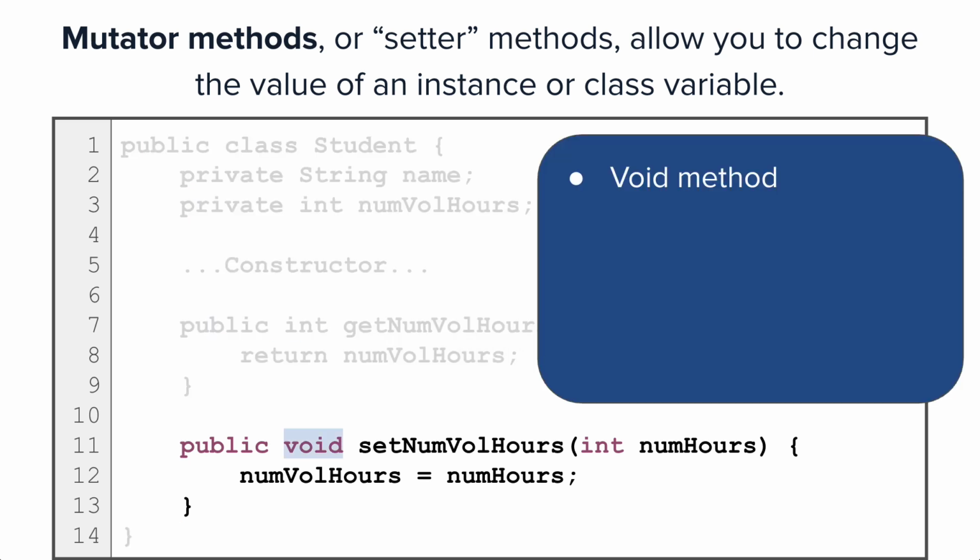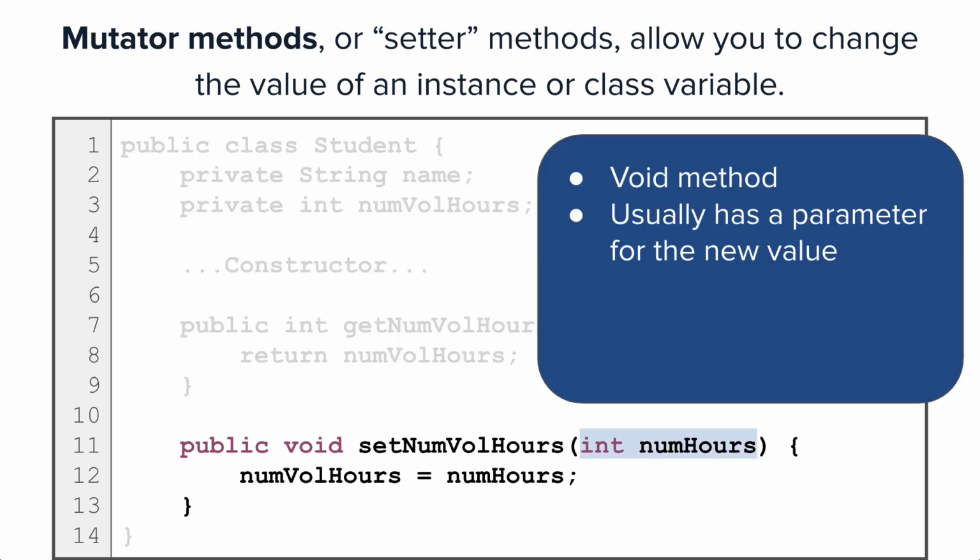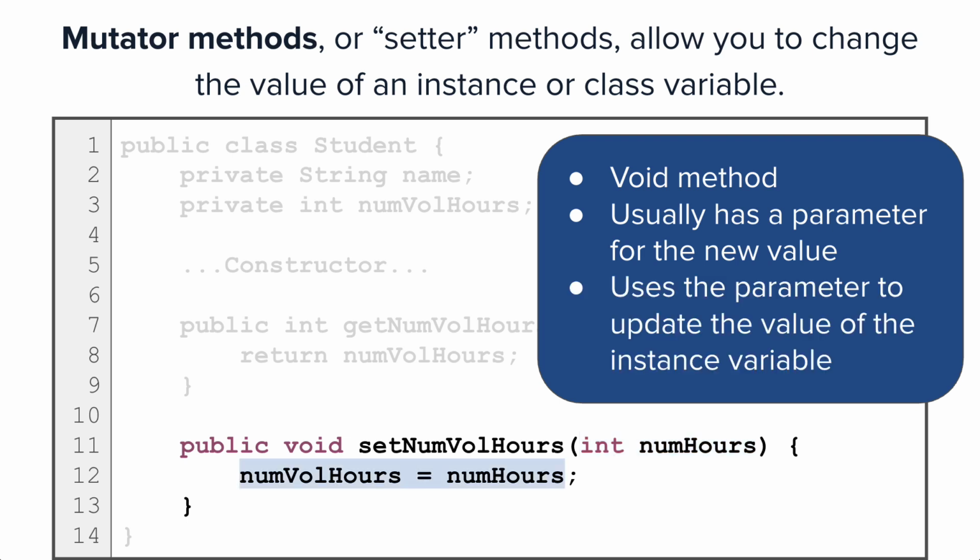A mutator method is a void method. It usually has a parameter for the new value. In this example, the parameter is an integer for the new number of volunteer hours. And it uses the parameter to update the value of the target instance variable.